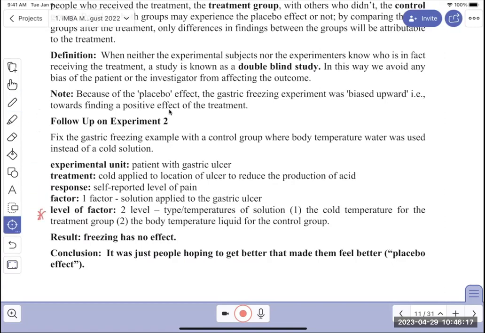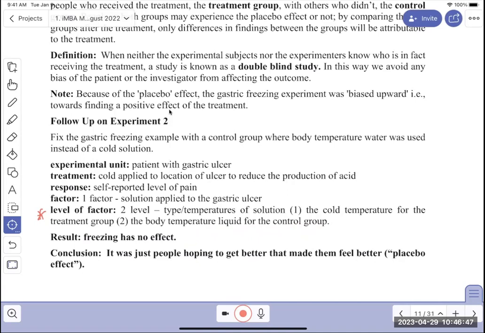We're going to introduce two types of temperatures, the cold temperature of the treatment to the treatment group, and we're going to just put a lukewarm or body temperature liquid, like water or benign saline, for the control group. In conducting this experiment, we see that this does not have a significant effect on outcomes.